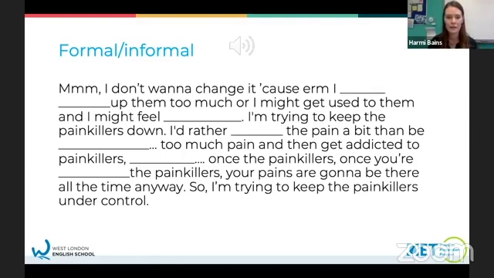Again, we've got the same kind of thing as we've just had, but now we're focusing on formal and informal language. I want you to listen, and again, type your answers into the comments or write them down for the gaps.